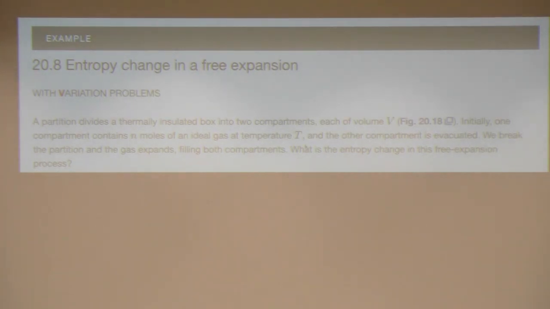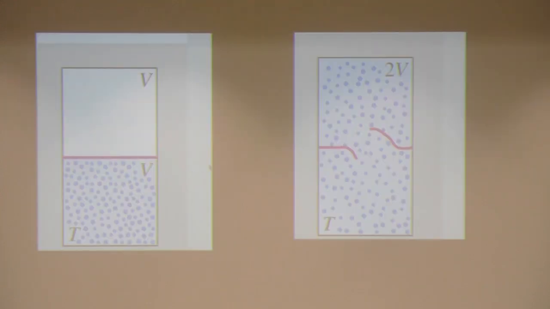Okay, now what about an entropy change in a free expansion? This goes back to that example I did here, where I talked about how if you break this seal, instantaneously we have a free expansion. So a partition divides a thermally insulated box into two compartments, each of volume V. Initially, one compartment contains N moles and the other is evacuated. We break the partition and the gas expands, filling both compartments. What's the change in entropy? So there's a picture of it.